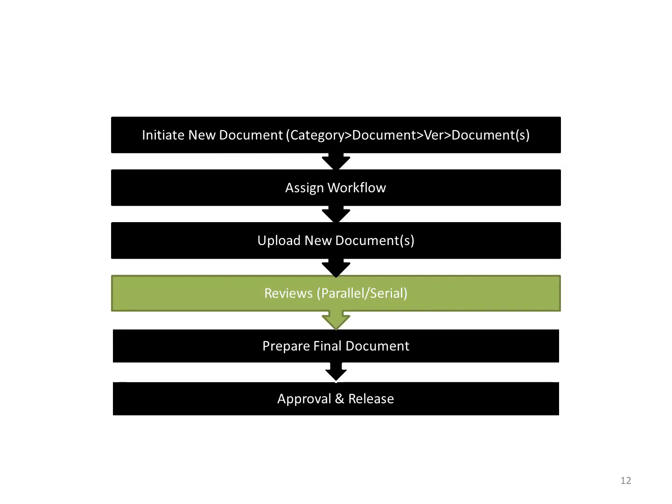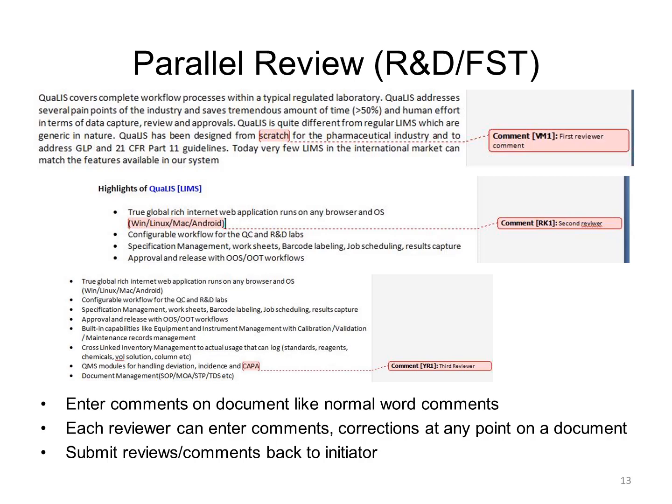Once the document has been uploaded and tagged appropriately, it goes through reviews. It could be parallel or serial reviews and approvals. Let's go through the workflow in the next slide. In this slide, we have presented 3 versions of reviews done by 3 different people. Each reviewer has put his or her own comments on the side at different locations of the document.